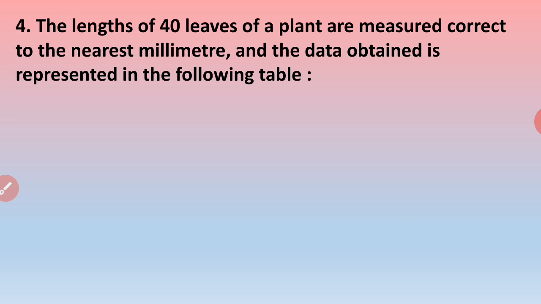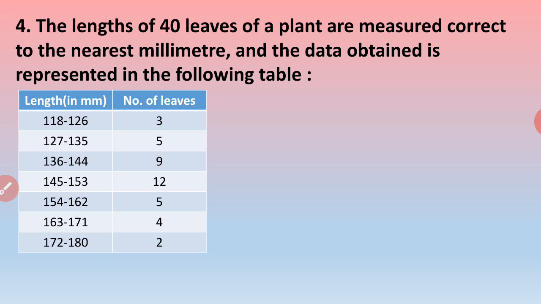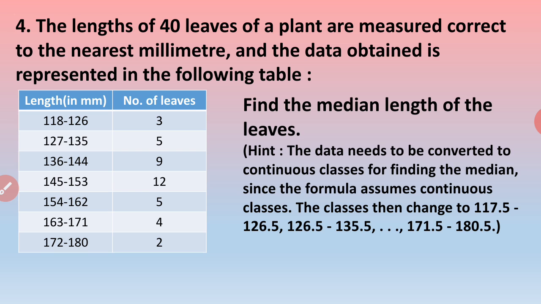One more example. The lengths of 40 leaves of a plant are measured correct to the nearest millimeter, and the data obtained is represented in the following table. So you can see the length and the number of leaves. We have to find the median length of the leaves. Here, if you check the classes, you will see that they are not continuous classes. The first class is 118 to 126. The next is 127 to 135. So there is no continuation.